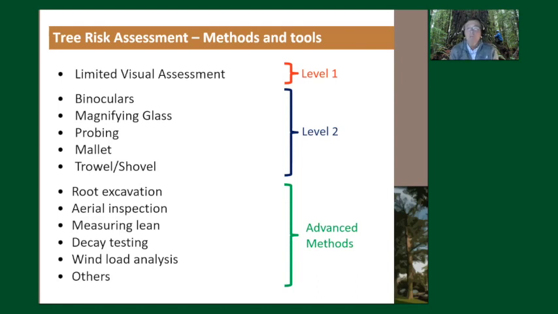But that's about the level of expectation, and let's say that's the most common risk assessment level that's applied. However, as I mentioned before, if you see something, you may want to or should probably avail yourself of some of these advanced methods. So we could look at things like those highlighted at the bottom here: root excavation, aerial inspections, measuring the lean, trying to detect decay in the tree, perhaps a wind load analysis, and there are others.